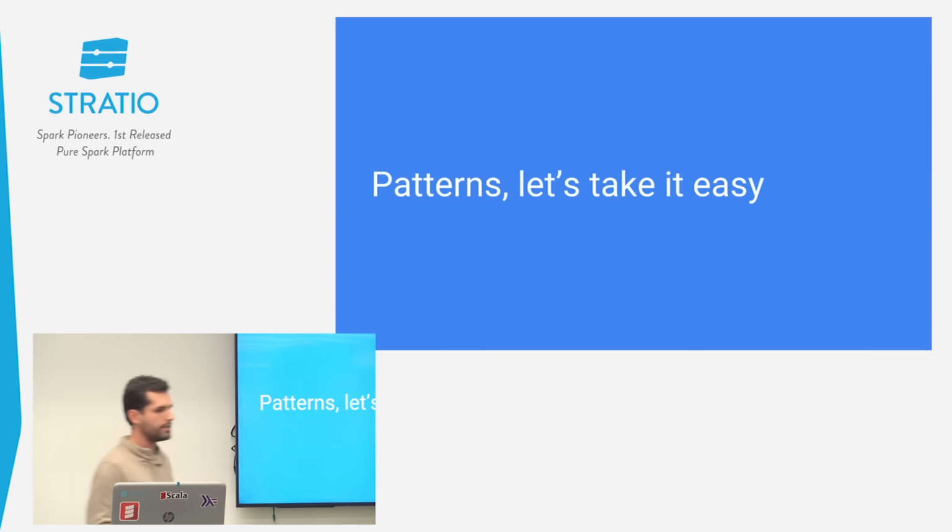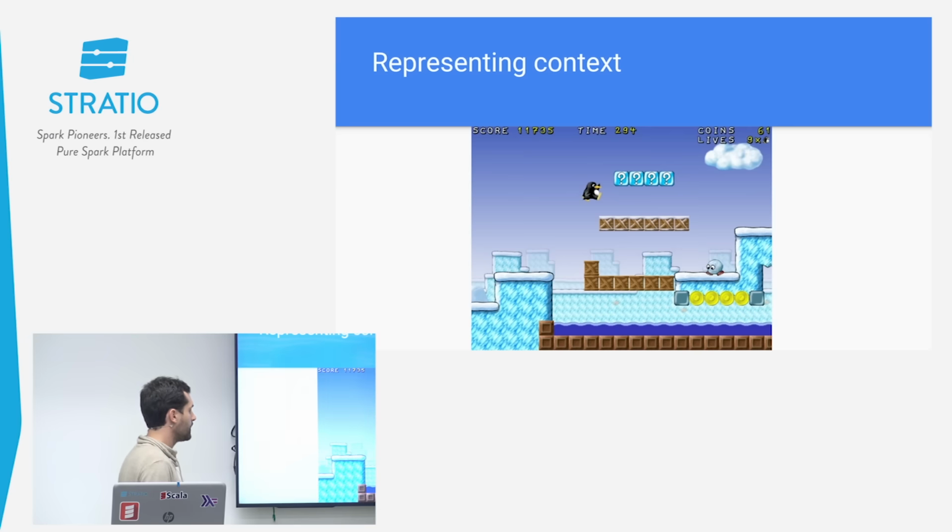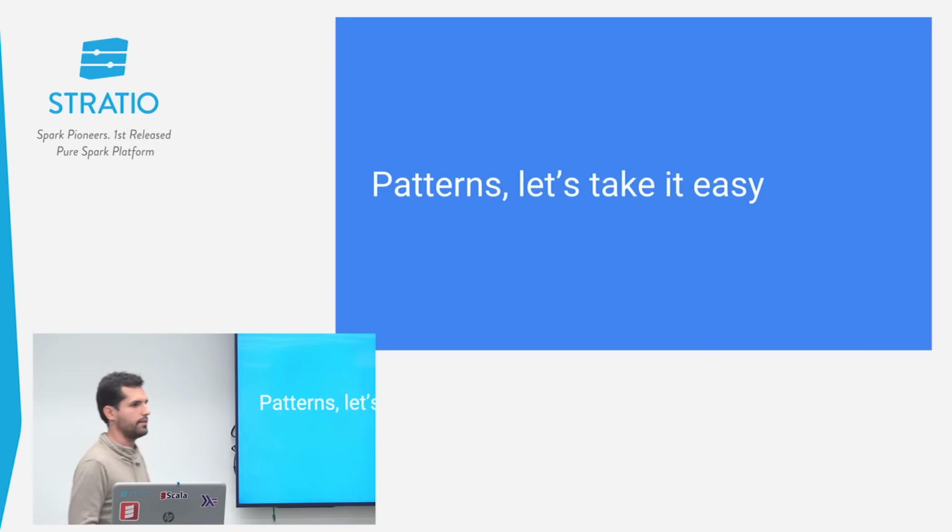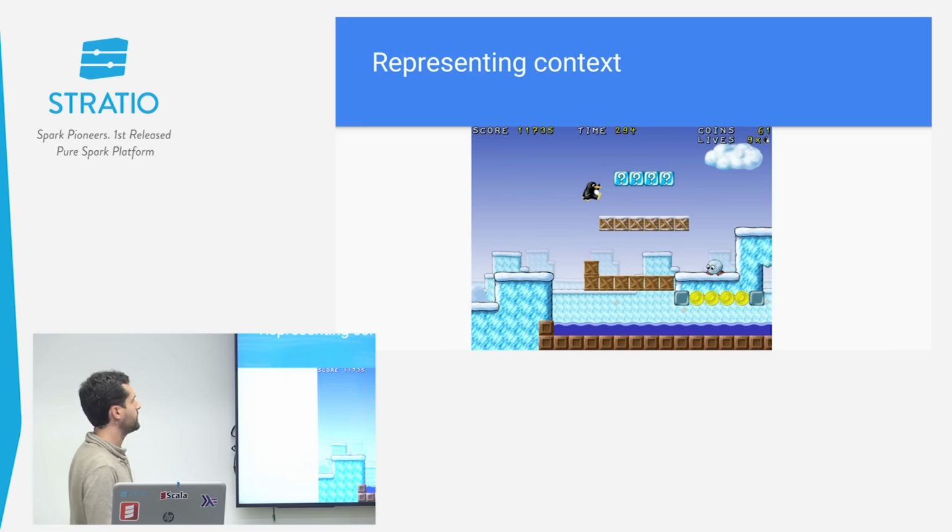So this was like moving pieces on the chessboard. Now we can use this technology in order to create some patterns. We are going to see some of them. The first pattern is using implicits as a way of propagating context.